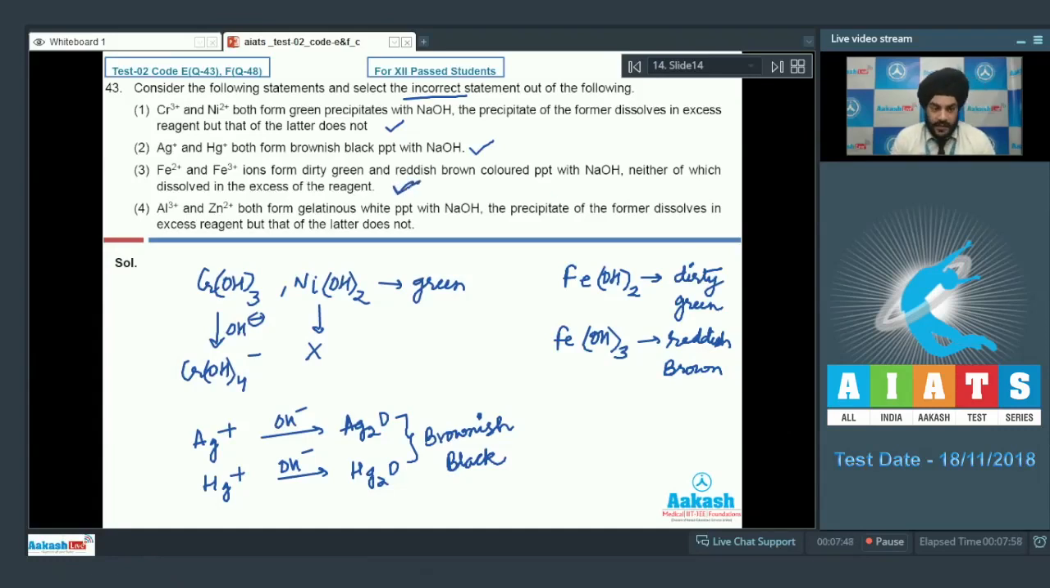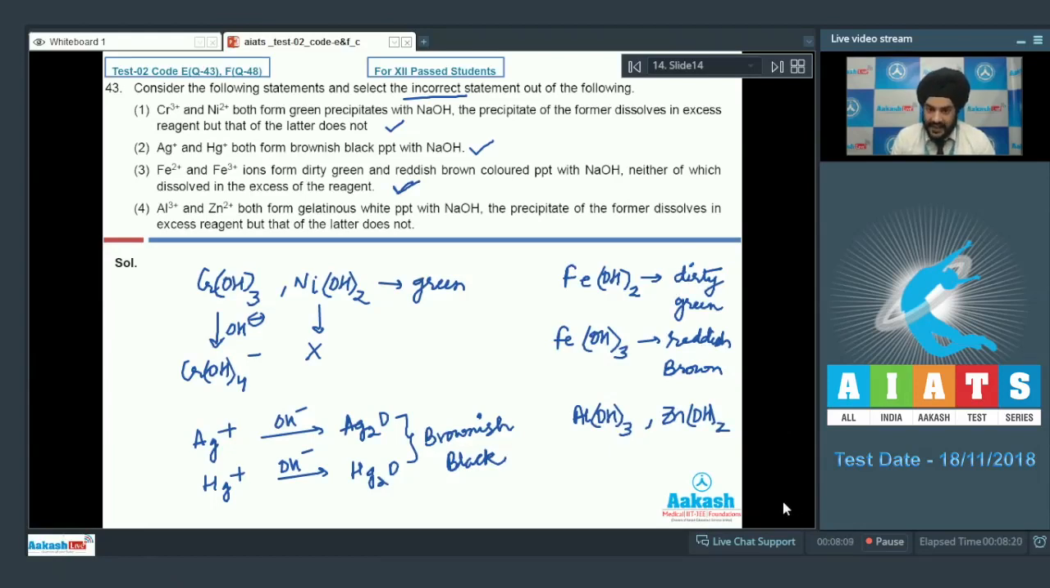Let us look at the fourth option now. Al3+ and Zn2+ both form gelatinous white precipitate. This is correct. We have gelatinous white precipitate of aluminum hydroxide and Zn(OH)2. But the precipitate of the former dissolves in excess of reagent, but that of the latter does not. Students, this statement is incorrect.